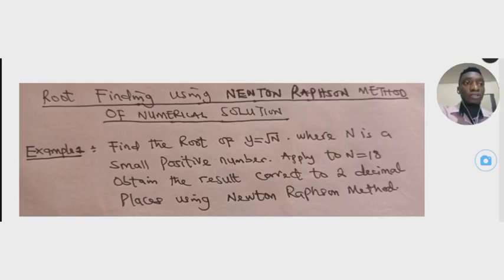Good day, everyone. Today, I will be taking you through root finding using the Newton-Raphson method of numerical solution.